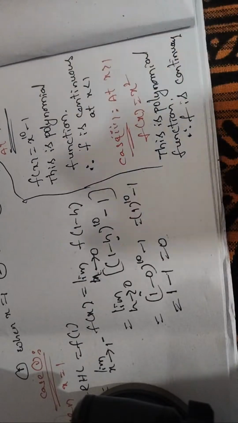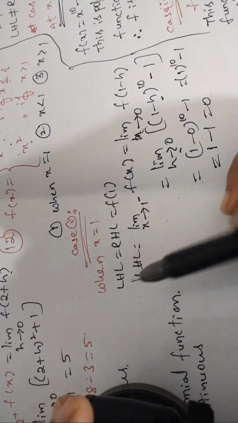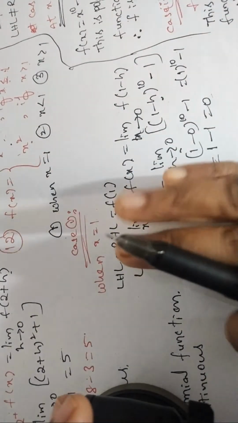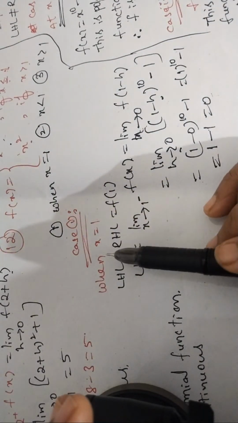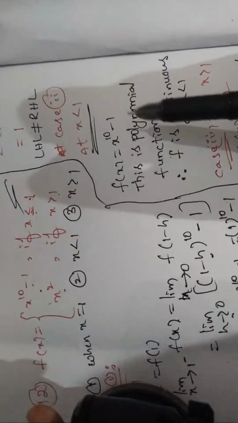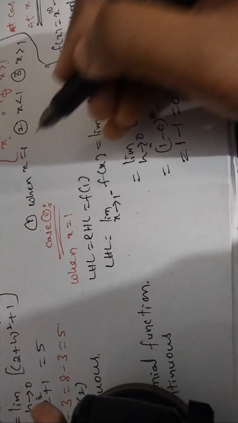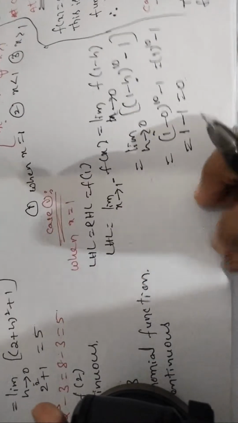Continuous. Now give me the final conclusion. If you observe at case 1, it fails. It is not continuous. It is a discontinuity. At case 1, at x is equal to 1, the function is discontinuous. Next, at case 2, it is continuous, and case 3 is also continuous. How can we write the conclusion? Means f is continuous. Write the conclusion finally.